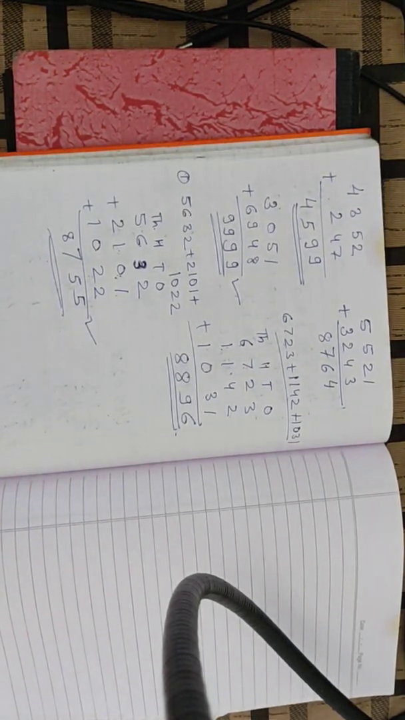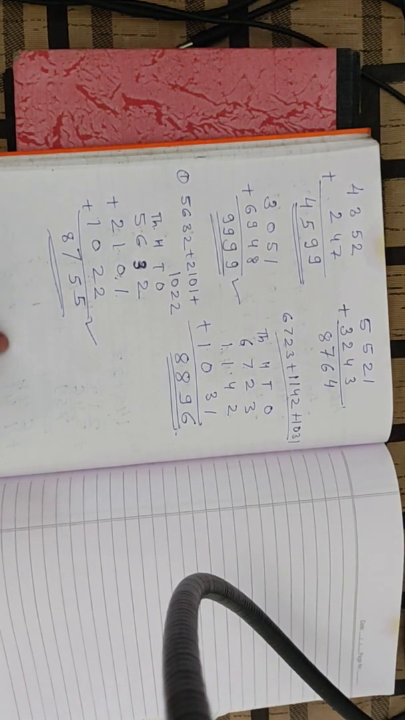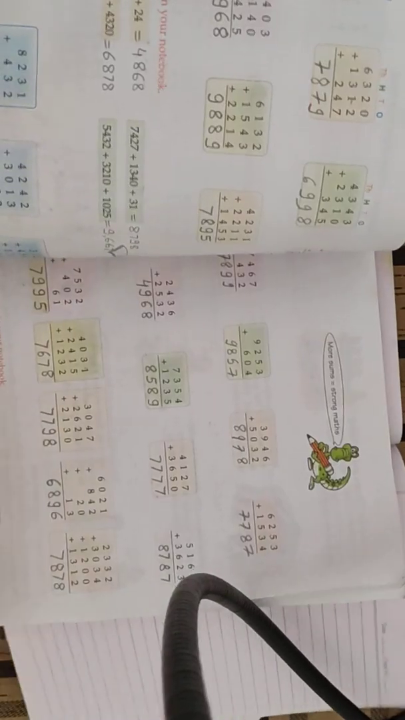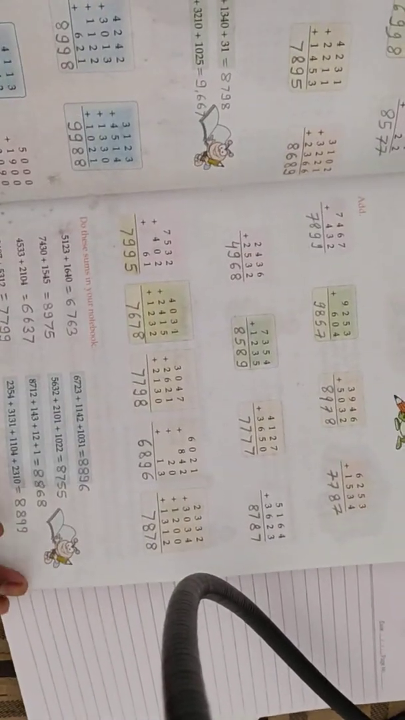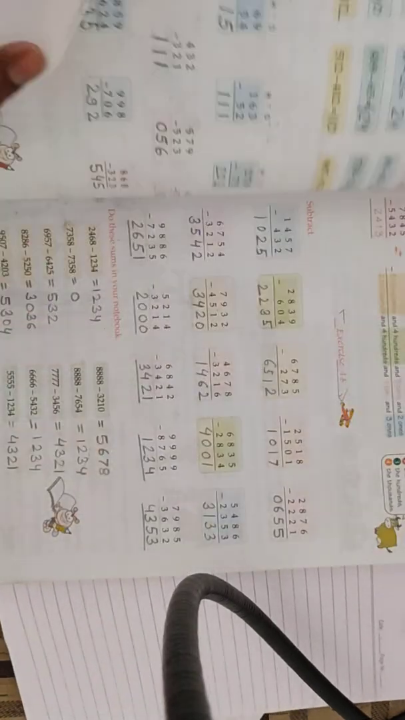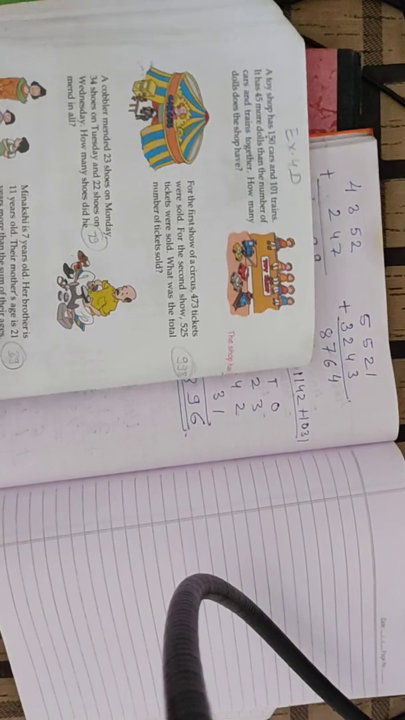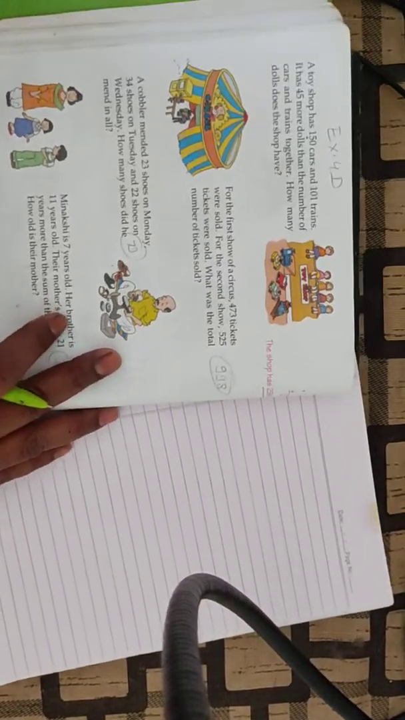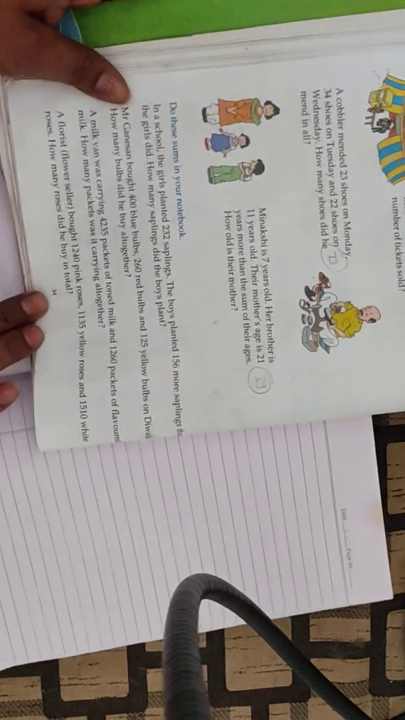Okay students, so it's very easy. In this way you have to do the additions. Okay, carefully you have to do. It's very simple addition. Okay, all this you have to do in your book itself. Now here comes the word problem. Okay, now we will do the word problem with a statement. Okay, so kindly open page number 34.